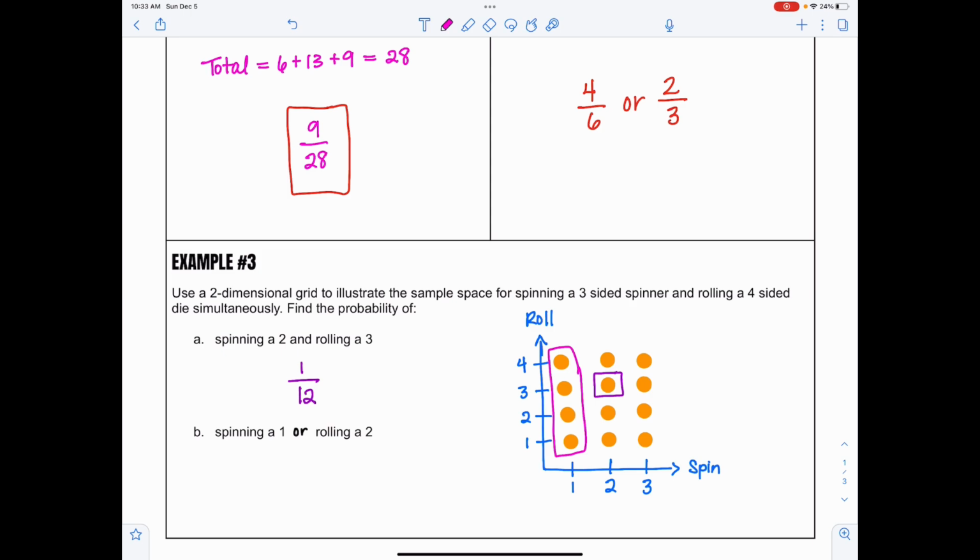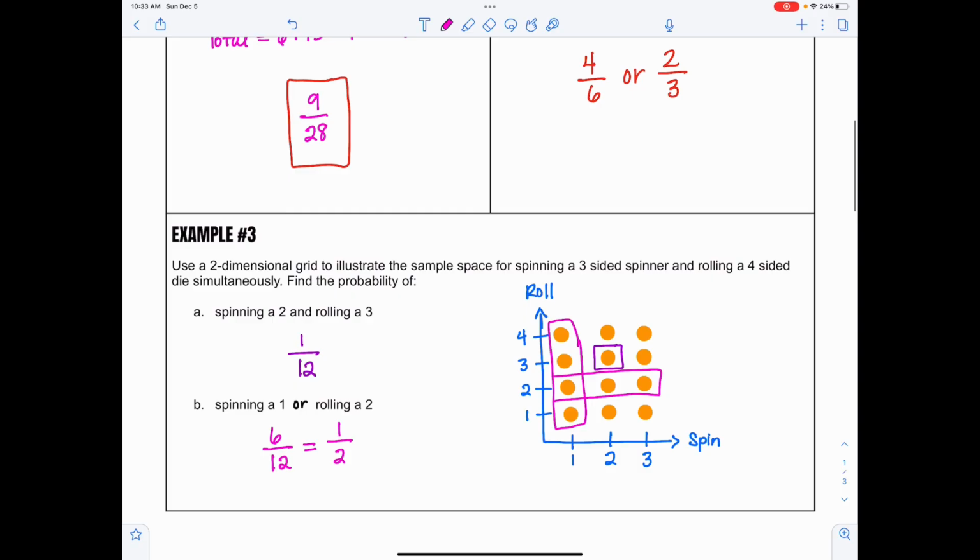Or it says I need to roll a 2. So as long as I roll a 2, I have a total of 1, 2, 3, 4, 5, 6 ways. So I have 6 out of 12 here, which will give me 1/2. So as long as I spin a 1, or as long as I roll a 2. So I basically circled in my diagram all of the possibilities that would give me that, and I will have 1/2.